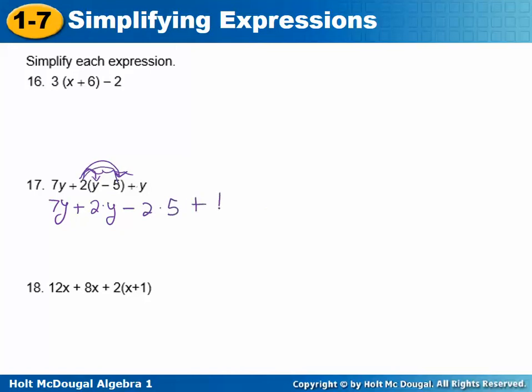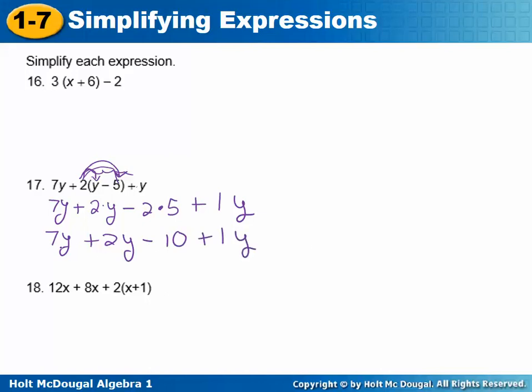I'm going to put a 1 for a coefficient in front of the y term. If there's not a number in front of a variable, you can always put a 1 there. Now we do the multiplication. 7y plus 2y. 2 times 5 is 10, and then plus 1y.